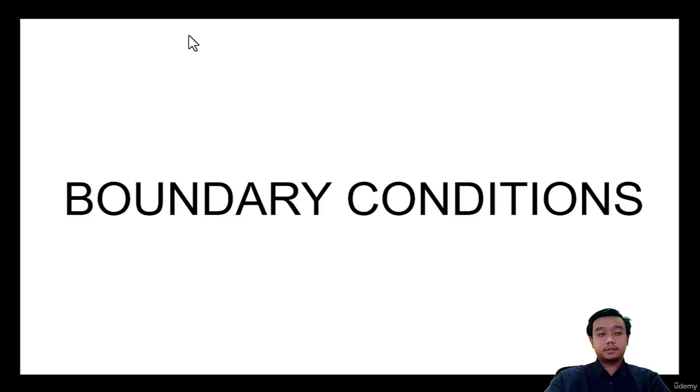Okay, one important topic in OpenFOAM is boundary conditions. I hope you already have some hands-on experience running OpenFOAM. When you try to run your simulation, maybe you will feel overwhelmed by the many boundary condition options. So in this part, I will try to cover a little bit about the boundary conditions.